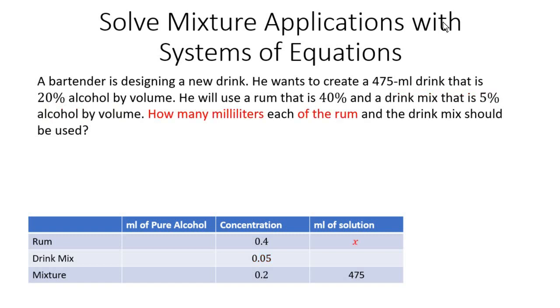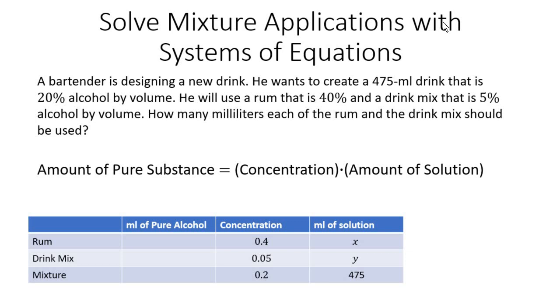So I don't know the amount of the rum, so I'm going to call that X. And I also don't know the amount of the drink mix, so I'm going to call that Y. And I'm going to remember the formula that says the amount of pure alcohol is equal to the concentration of the drink multiplied by the amount of the drink. So if you have a 40% drink and it's X milliliters of that drink, then the amount of pure alcohol is going to be 0.4x. And if the drink mix is only 5%, but we have Y milliliters, then we're going to have 0.05y for the amount of pure alcohol in the drink mix.